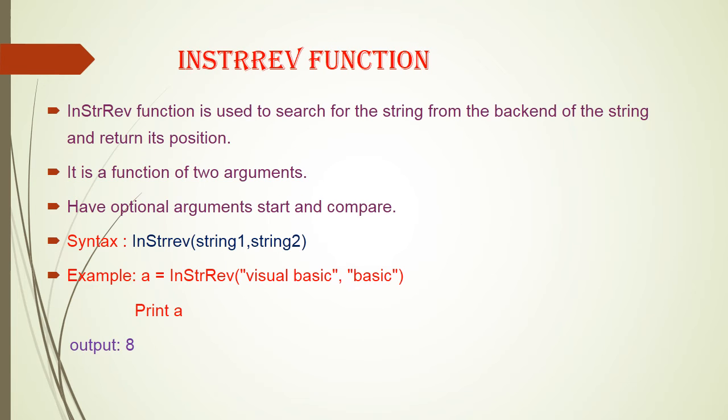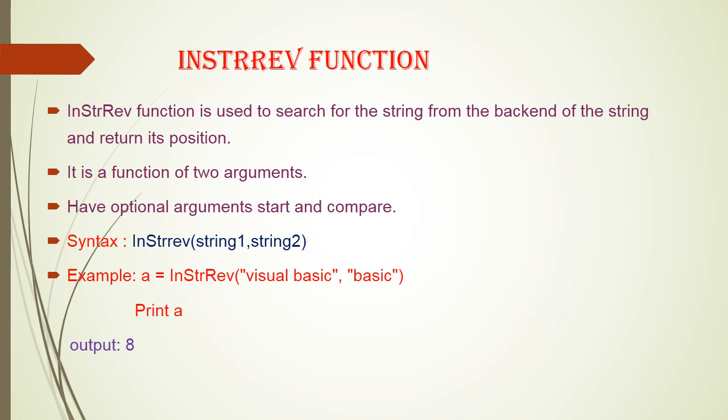InStrRev function. It is used to search for a string from the back end of the string and return its position. Similarly, it has two arguments and has optional arguments start and compare. Here in the syntax we have InStrRev, and between the parentheses we are specifying the original string and the substring we need to find.